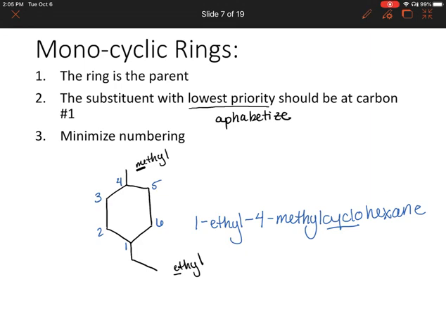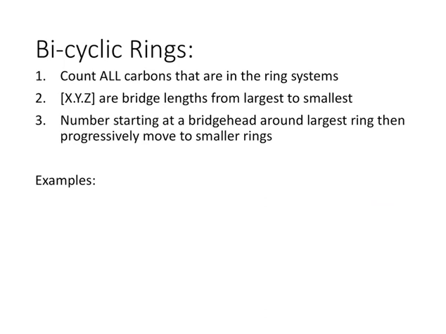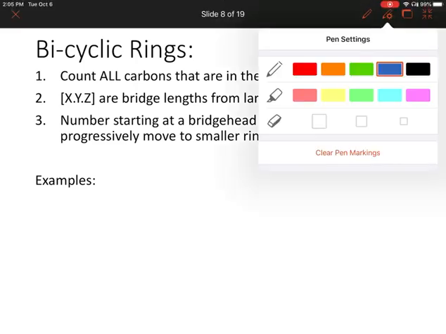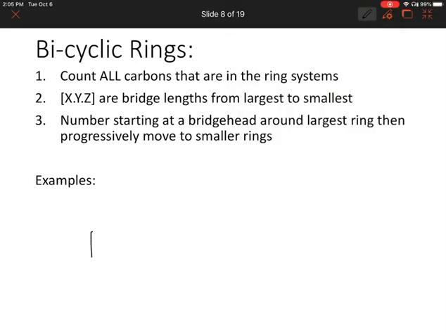Now let's look at some more complex ring systems. What if we have 2 rings? All right, so let's say we have bicyclic rings. Let's look at an example. I'm going to draw a molecule down below that has 2 ring systems. This might be kind of hard to visualize, but there are 2 rings in this molecule.